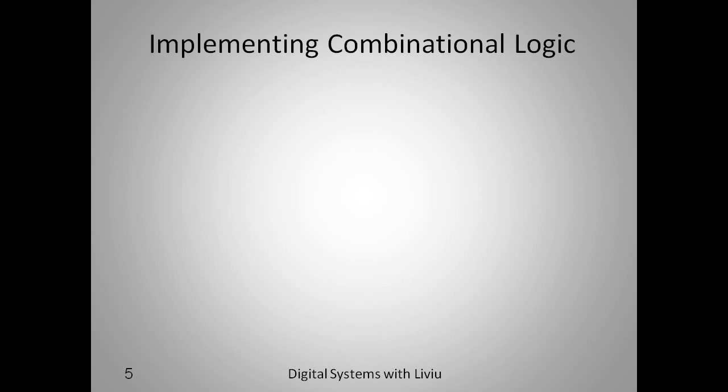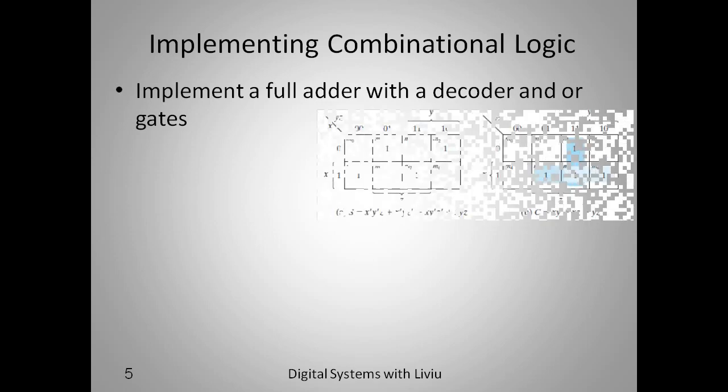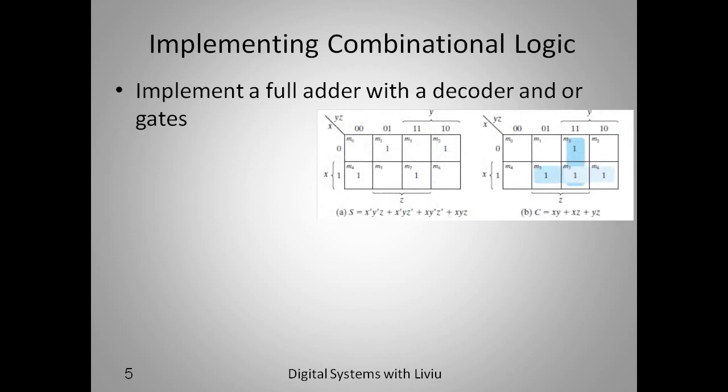A decoder can be used to implement combinational logic. Let's look at a task. Our task is to implement a full adder with a decoder and OR gates. So, a reminder of a full adder, as we've seen in previous videos, it contains 2 equations, one for S, sum, the other C, carry.